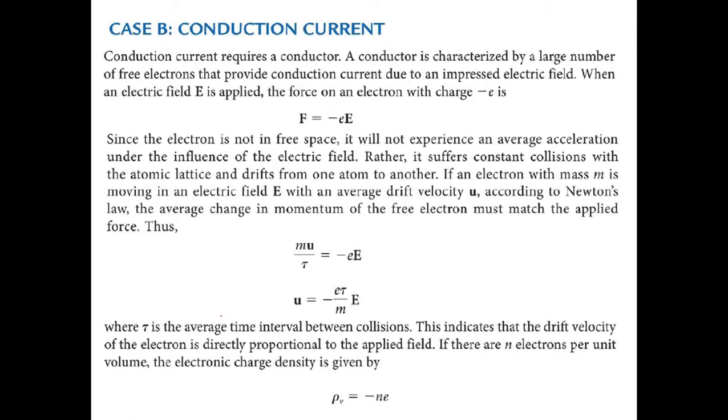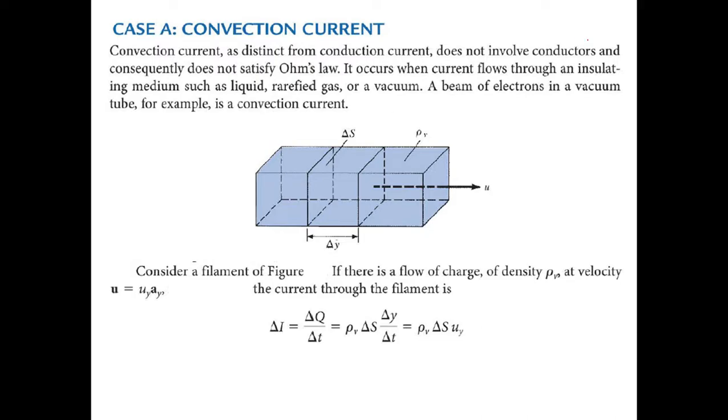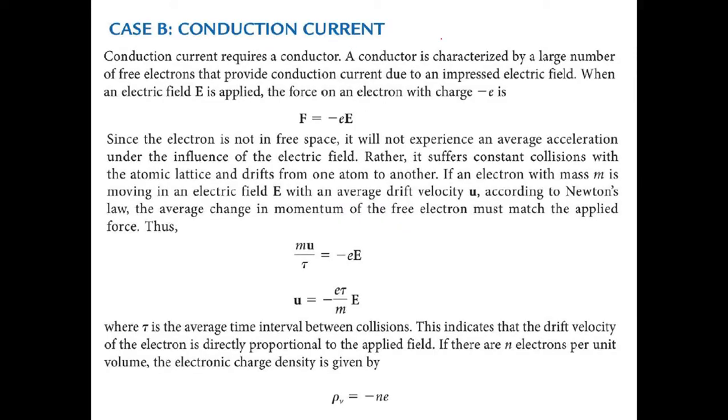Yes, this is conduction current. The convection current we just discussed did not involve any conductor. But for conduction current, we need a conductor, right? That is, conduction current requires a conductor. A conductor is characterized by a large number of free electrons, as we all know from physics. That is, a conductor has a lot of free electrons in it that provide conduction current due to the impressed electric field. Whenever you apply an electric field to the conductor, the free electrons will start moving, and we'll see the direction later.